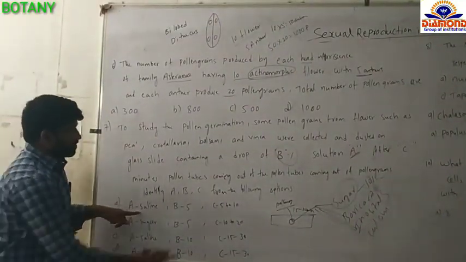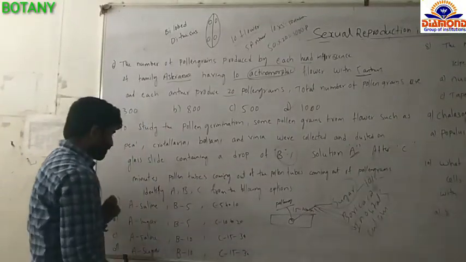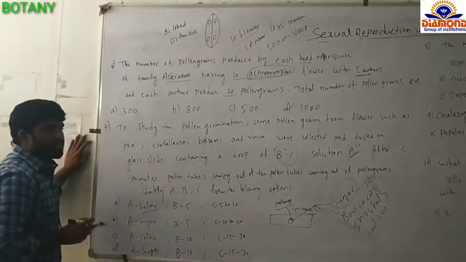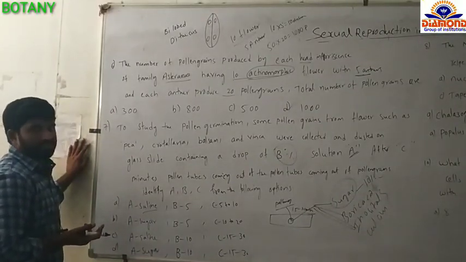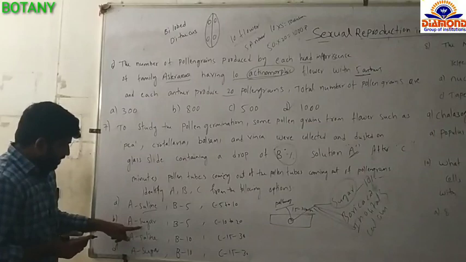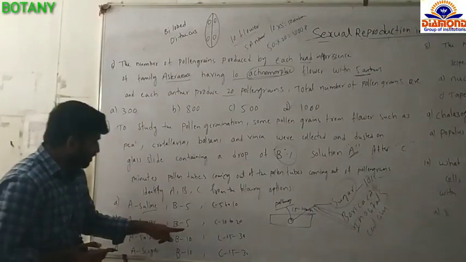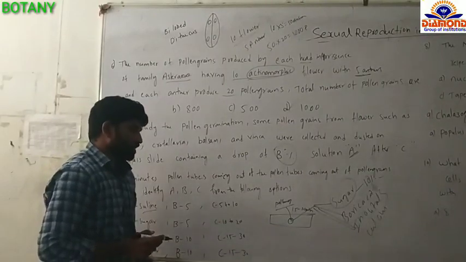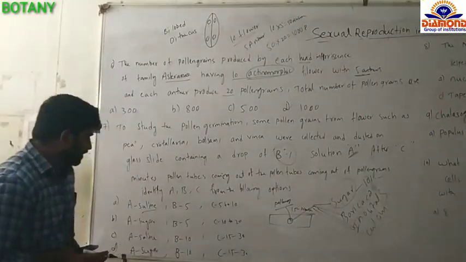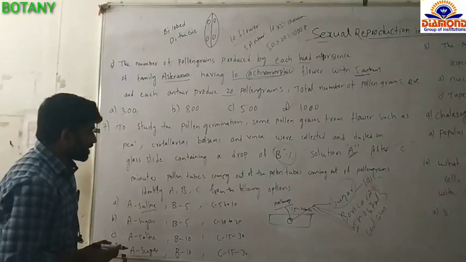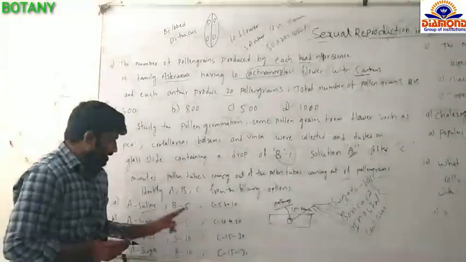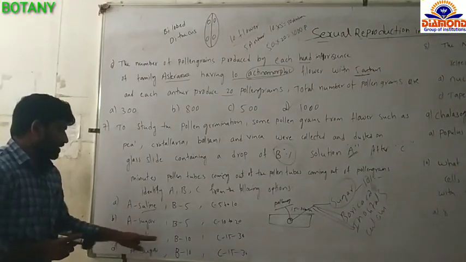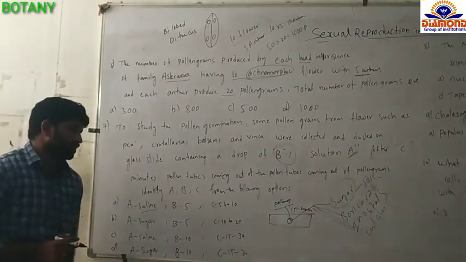Here A represents the solution name, and they gave it as saline. It's a solution name, not salinity or acidity. Option B: sugar, 5, and 10 to 20 minutes. Here the sugar solution should be present as 10% only, not 5%. And C again gives saline, 10%, and 15 to 30 minutes.